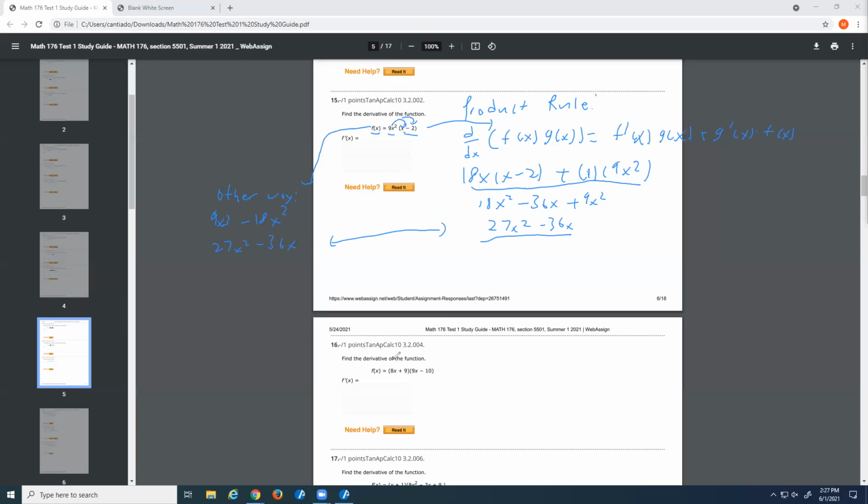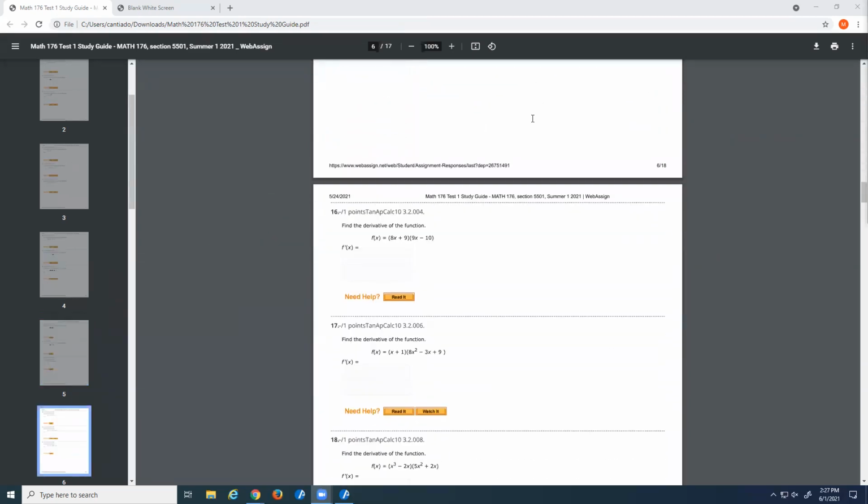Number 16 is going to be similar, except this time we just have a product of two linear functions. So you could do it either way. You could multiply it out, or you could use the product rule, or you could even do both to double check yourself. So I think I'll leave that one for you guys to practice. So I'll go ahead and include this, and we can move on to number 17.